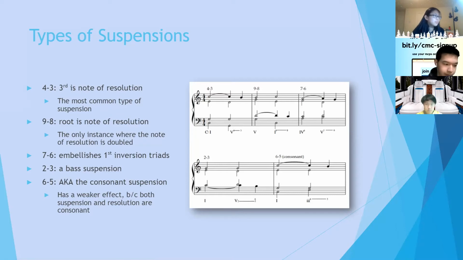And 6/5 is the consonant suspension, and it has a weaker effect because both the suspension and the resolution are consonant. And if you can see in all the other examples of the suspensions, all the other suspensions are dissonant, so it has a weaker effect than all of the other suspensions.